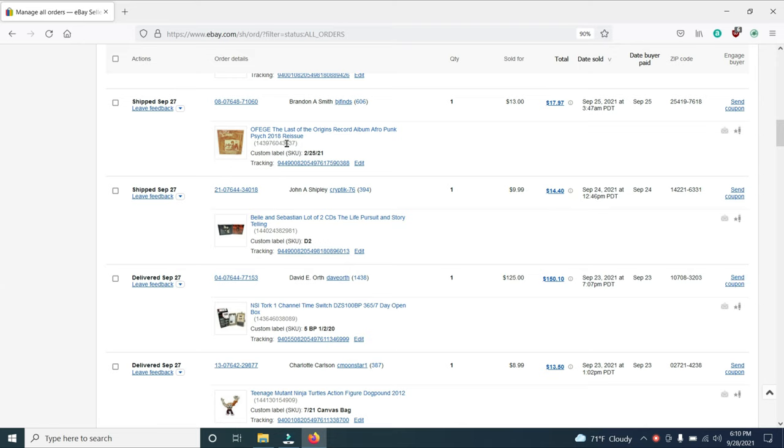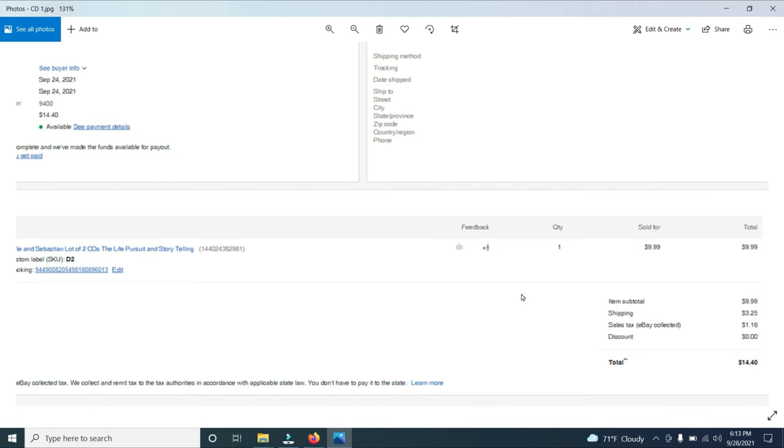In order to do that, I will go over here and I will click this number right here. This is the order number, so let me go ahead and click that. What I did is I blacked out the buyer's name and address and other information, but what I want to show you is that the buyer paid a total of $14.40 for the item. To get to that total, it includes the price the buyer paid for the item, which was $9.99. It also includes the shipping, which was $3.25, and it also includes the sales tax. The buyer paid $1.16 in sales tax, and that totals $14.40.